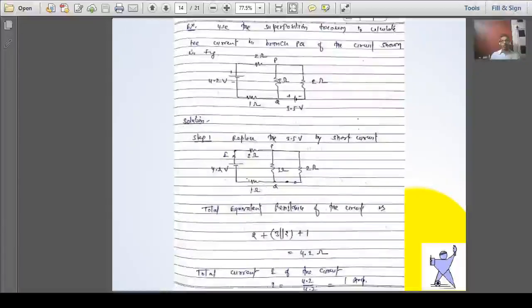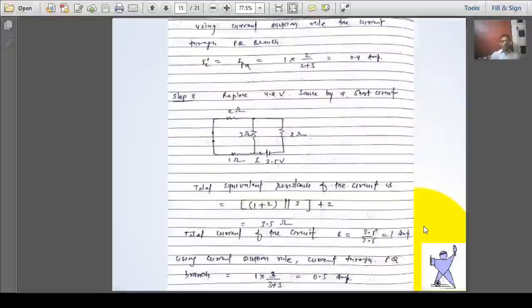So the total current supplied by the circuit is I is equal to V upon R. V is 4.2, R is also 4.2, so it will give you 1 ampere current. So we can say the total current supplied by this source is 1 ampere, but we have to calculate the current in the 3 ohm resistor, that is a branch current, so we'll have to use the current division rule. When we apply the current division rule, it will give you the current flowing through the PQ branch. It will be 1 into 2 upon 2 plus 3. Why we took 2 upon 2 plus 3?